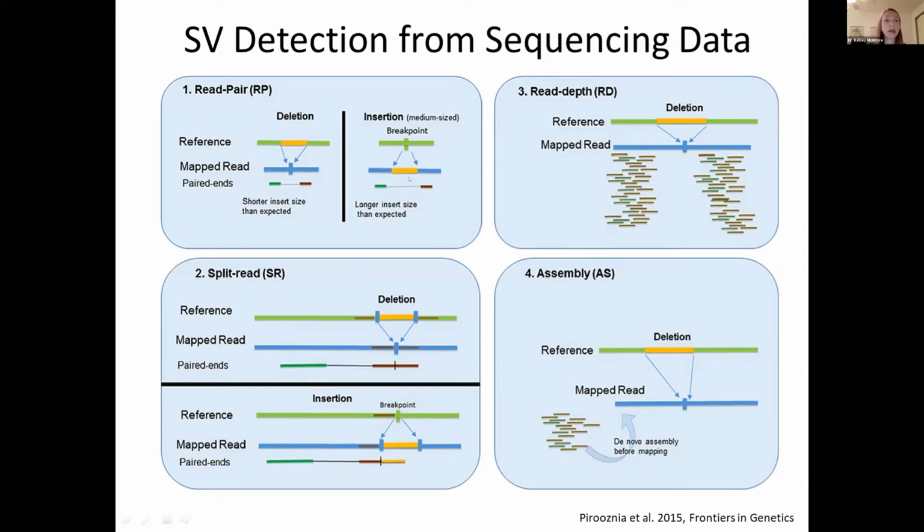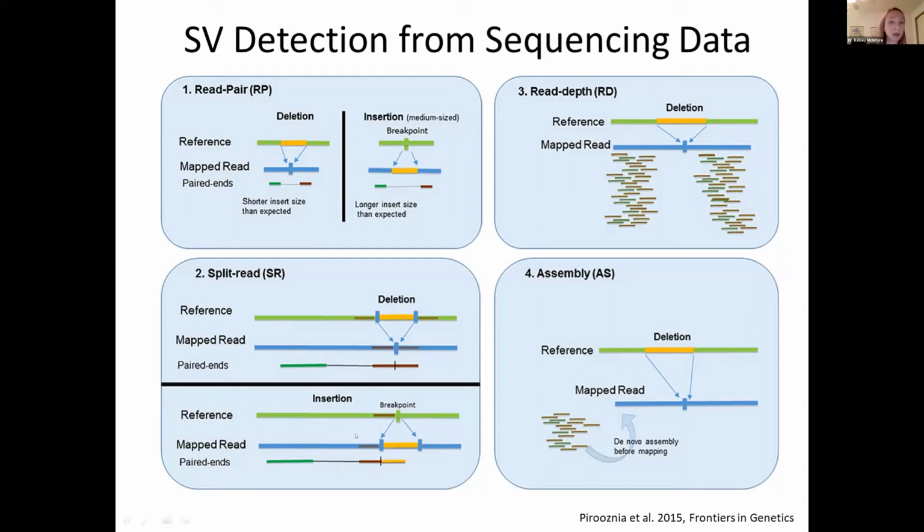Then we have read pair over here on the left, which analyzes the mapping information of paired-end reads. It's looking for discordance between what the expected insert size is between these paired-end reads, or whether there's a discrepancy in the orientation as well. So read pair methods are really good for both. They're good for copy number, but they're also good for balanced rearrangements. However, they will not give you the exact breakpoint.